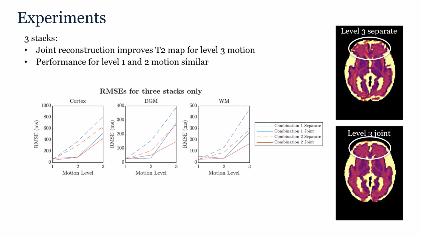For 3 stacks, we observe quantitative improvement for levels 2 and 3 motion, as you can see here, here, and here. And also clear visual improvement, so this is joint reconstruction and separate reconstruction. We would still recommend using 6 stacks though to obtain good quality maps.